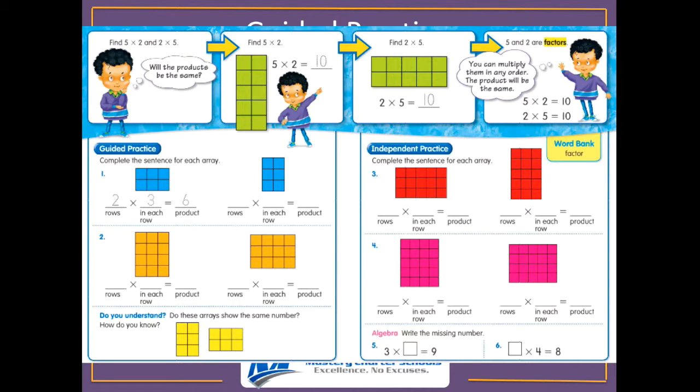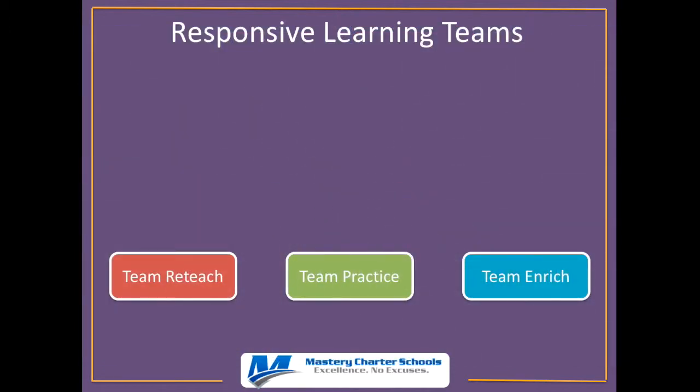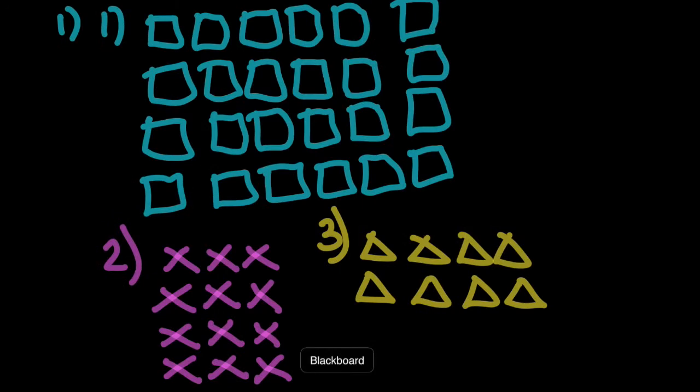So for today's lesson, I'm actually going to be challenging you to do a couple of different things. This is what we were working on yesterday. First of all, I'm going to give you 2 different arrays, and it's going to be your job to write both of the multiplication sentences that show it. So let's get started with that right away.